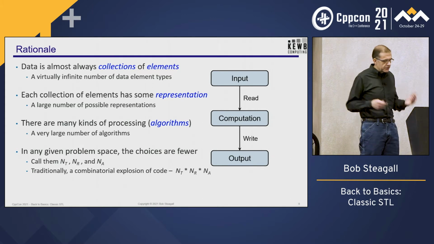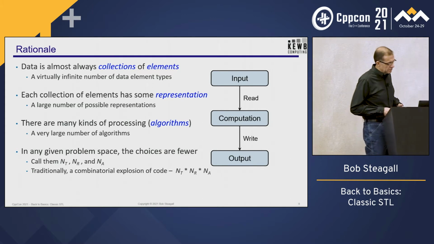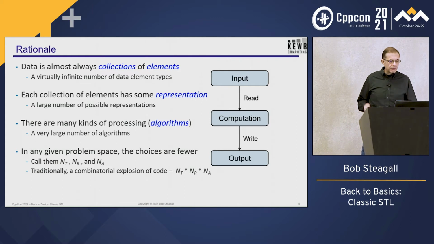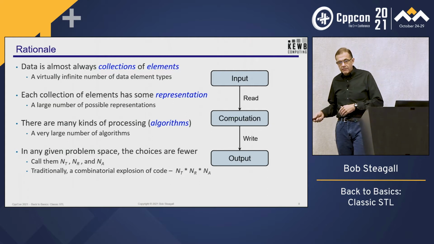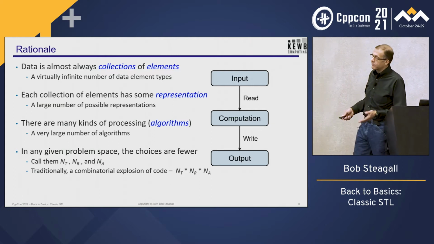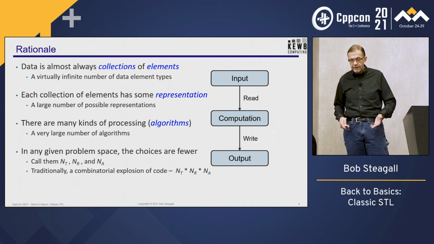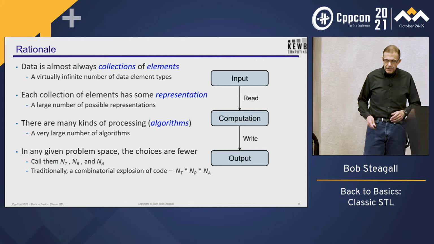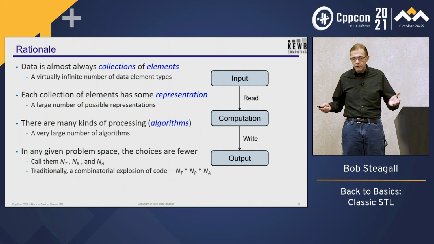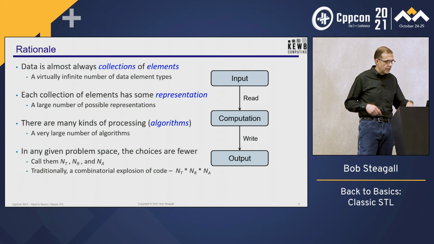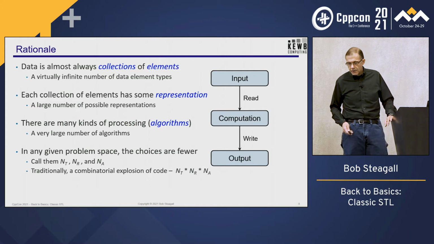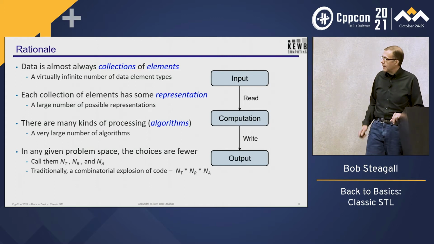But there's still a number of types of elements, a number of types of representations, and a number of algorithms. And if you call them NT, NR, and NA for the number of types, the number of representations, the number of algorithms, in traditional programming, you kind of have a combinatorial explosion of choices of things that you may have to implement. NR times NT times NA.